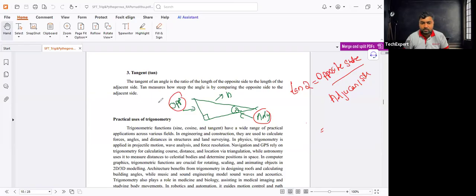Next point. And listen to this one. By this ratio, you can find how steep this angle is. That means, observe this one, these two.